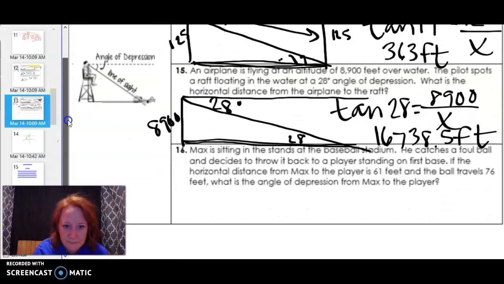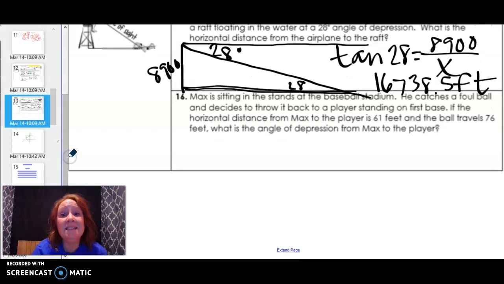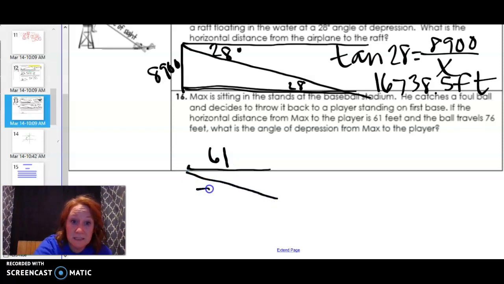Okay. Last one. Max is sitting in the stands at a baseball stadium. Baseball season is coming. Softball season is coming. He catches a foul ball and decides to throw it back to a player standing at first base. If the horizontal distance from Max to the player, so here's Max, here's the player, is 61 feet, and the ball travels 76 feet, then what must have been this angle of depression?